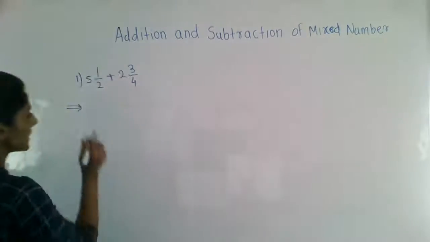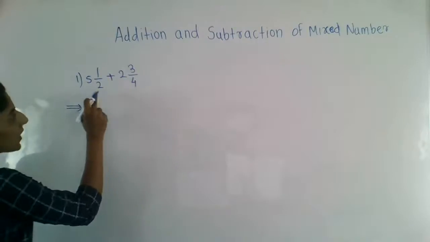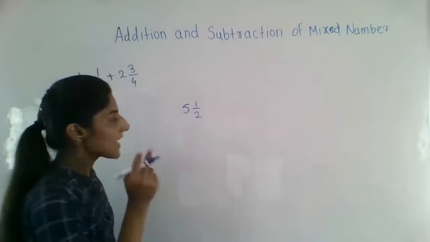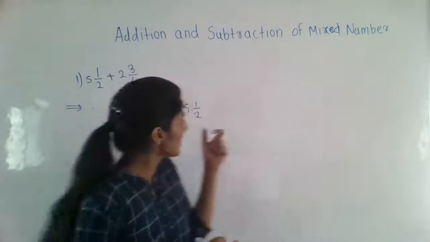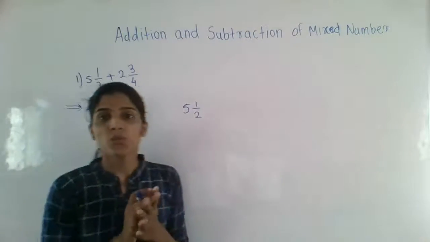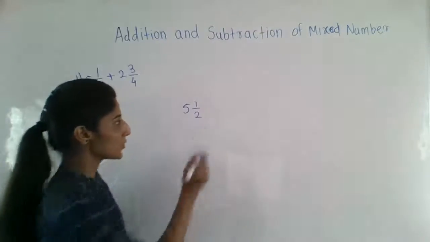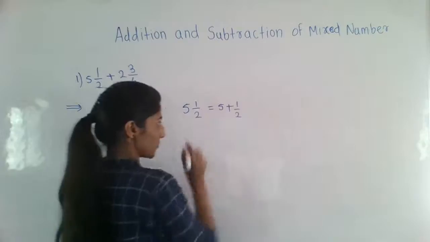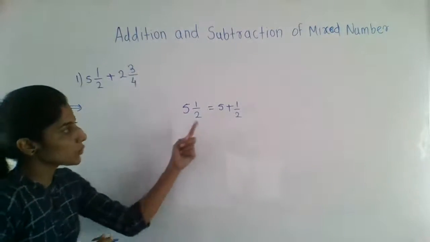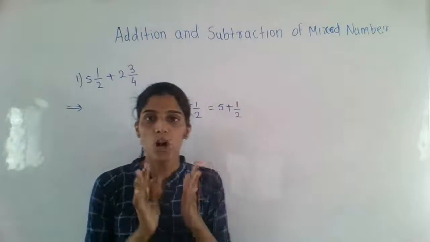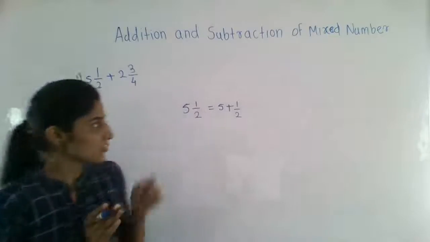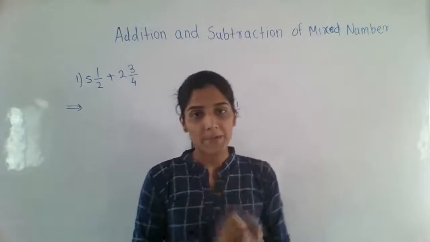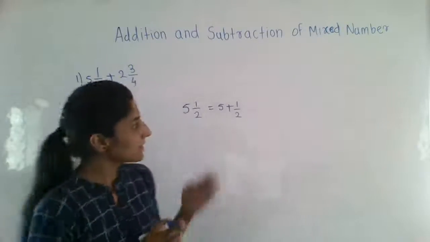Now see here, we know 5 and 1 by 2. In the last lecture we have already studied 5 and 1 by 2. How will we write 5 and 1 by 2? 5 plus 1 by 2. 5 and 1 by 2 and 5 plus 1 by 2 are both equal in value. Therefore 5 and 1 by 2 we can write as 5 plus 1 by 2.